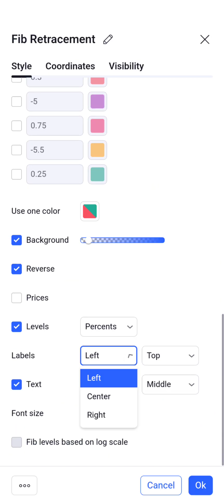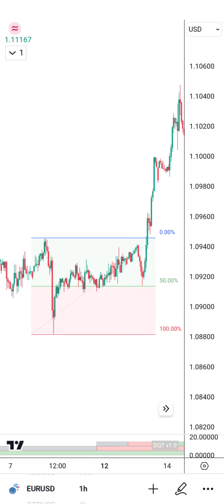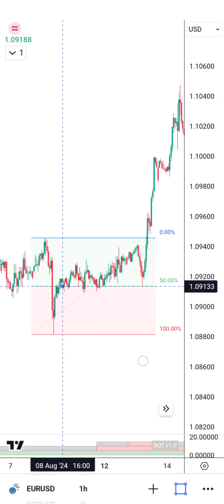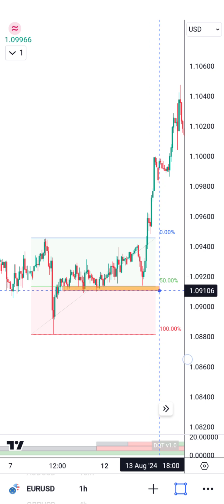Let me take the levels to the right. Good. See how price stayed here, 50% fib level. That is the equilibrium level. Price did not trade below this level. Look at something. These are very key levels on the Fibonacci tool.